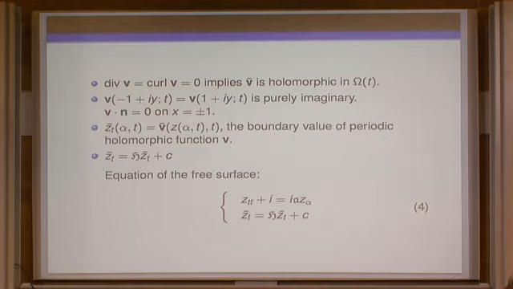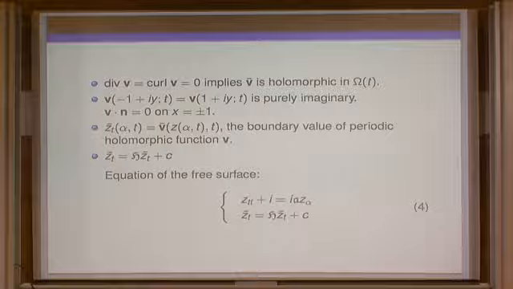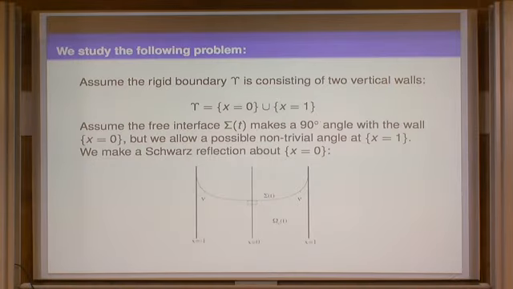Okay, so now we want to write the Euler equation on the interface. Divergence and curl equal to 0 implies V bar is holomorphic in the fluid region. And of course, V dot n equal to 0 on the two sides implies that the velocity on the two sides are the same and are purely imaginary. On these two sides, the velocity are the same and only moving up and down simultaneously.